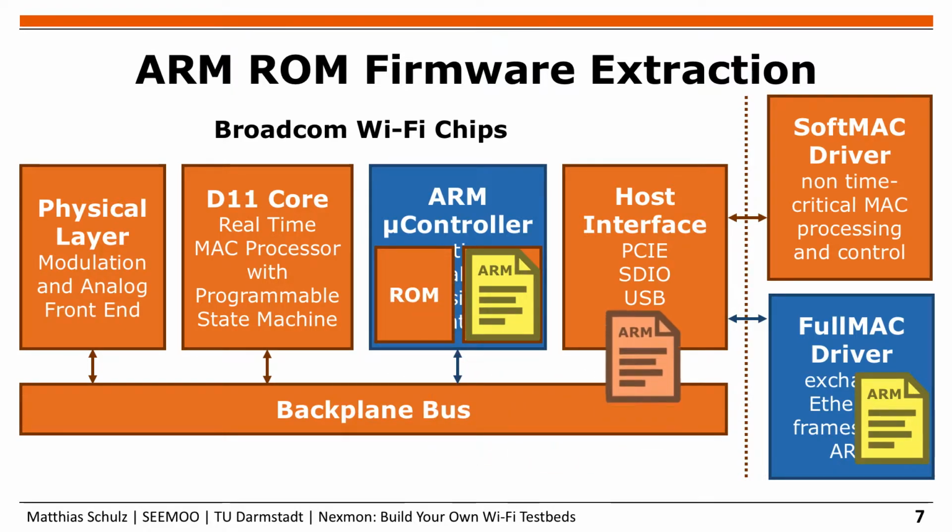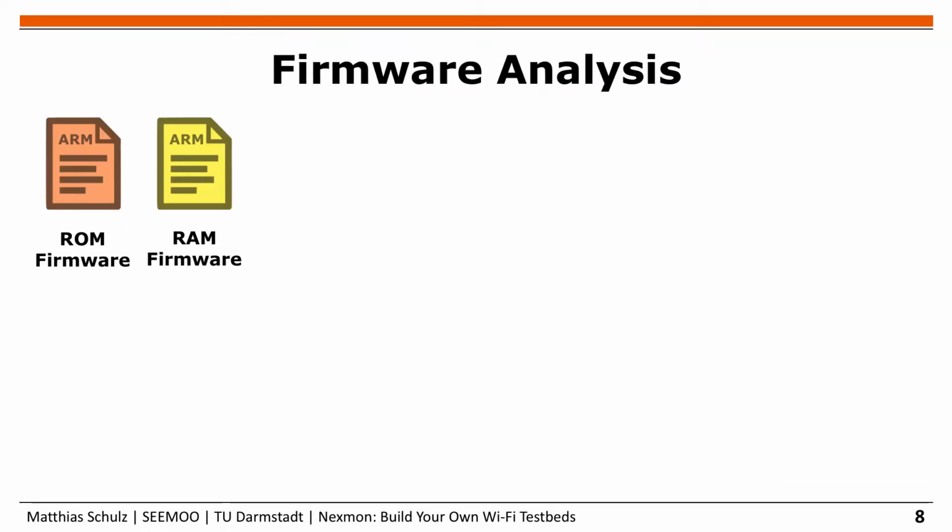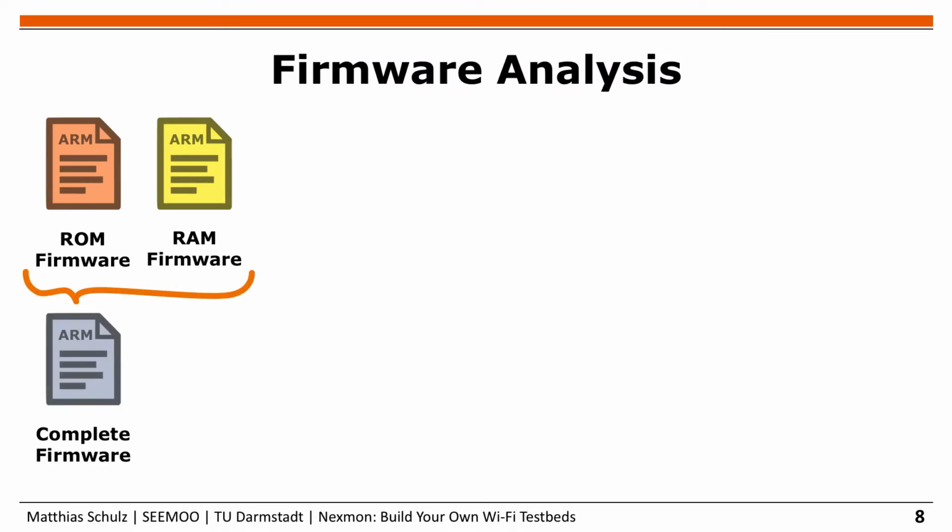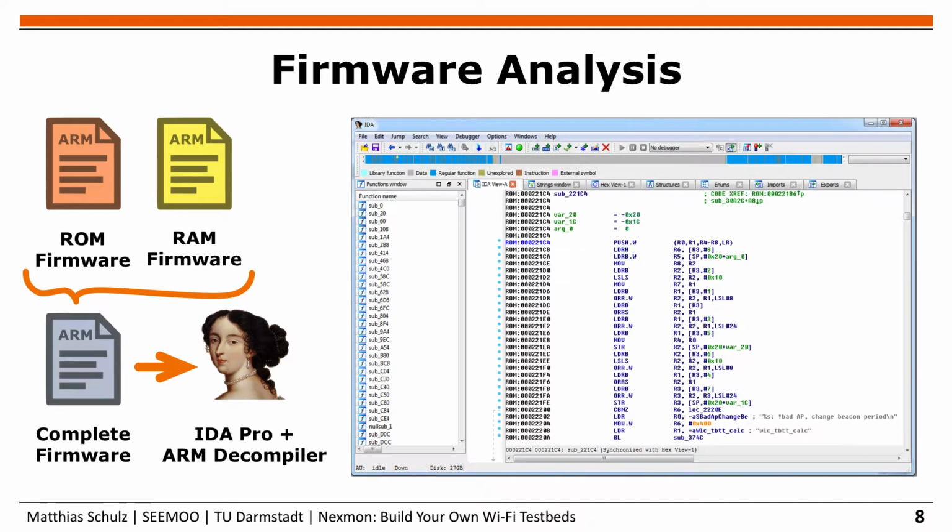So we first need to extract this firmware here, and having both parts of the firmware, we can put them together, merge them in one firmware file, load it in IDA, and then analyze the firmware source code. Normally it's just assembly. You can decompile it, then you have something C-like, but still you have to identify functions and so on. So how do you do this?